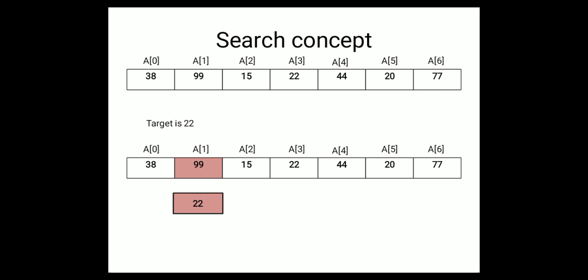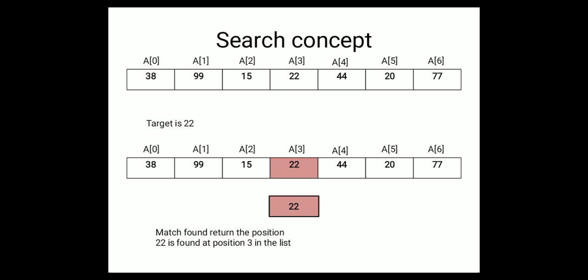No match found. Proceed further to the next element in the list. The next element is 99. 99 doesn't match 22, so it's not equal to 22. Proceed with the next element in the list. The next element is 15. So 15 and 22, there is no match. Proceed further with the next element in the array. The next element in the array is 22. So 22 matched with 22, your target. So you say that you found the element at a given position. 22 is found at position 3. So this is a successful search wherein you find the element somewhere in the list.